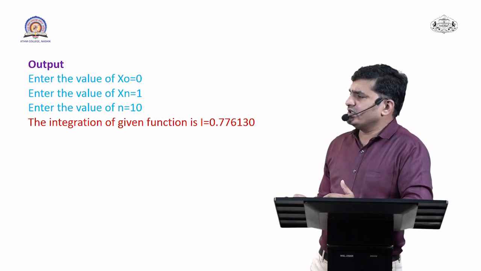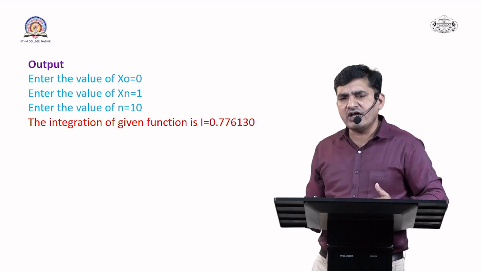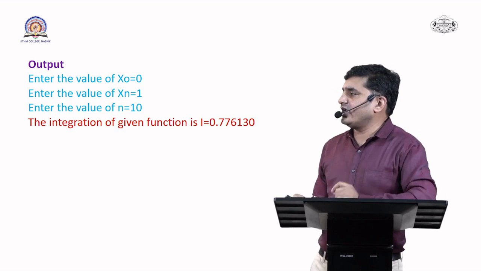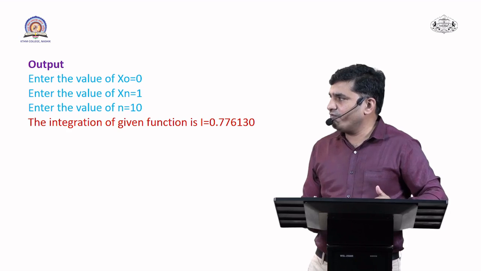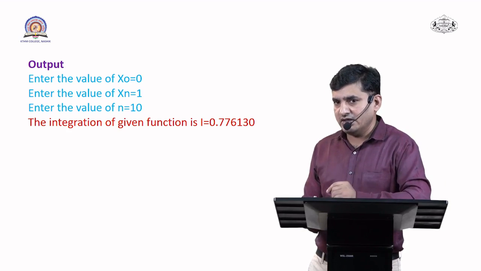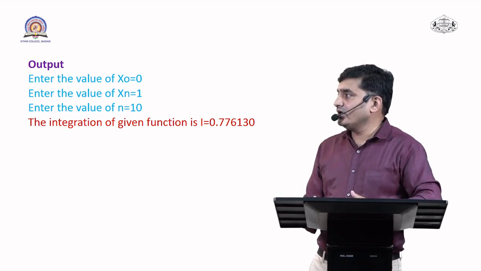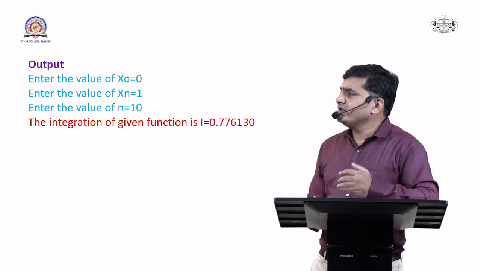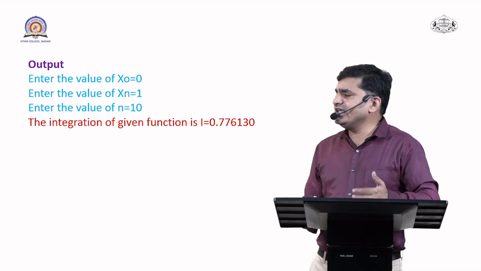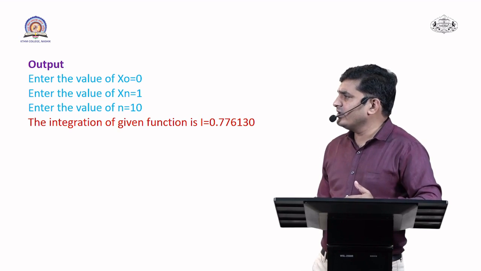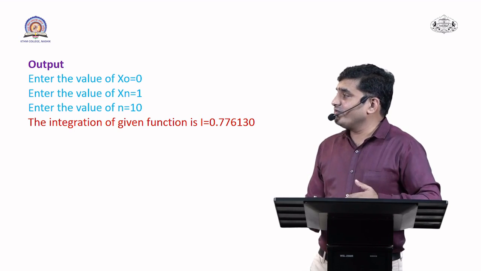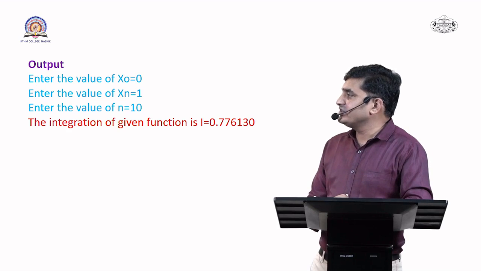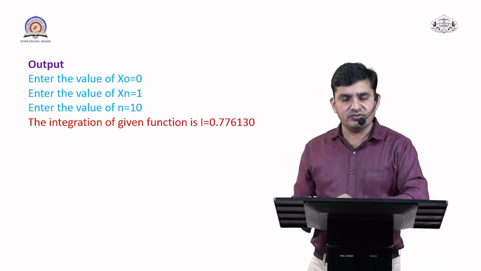Now the output of this program is, enter the value of x0 is equal to 0, that is the initial value. Then enter the value of xn is equal to 1, that is the upper limit. x0 is the lower limit, xn is the upper limit. Then the number of strips, that is n is equal to 10. Then the integration of the given function is I is equal to 0.776130.